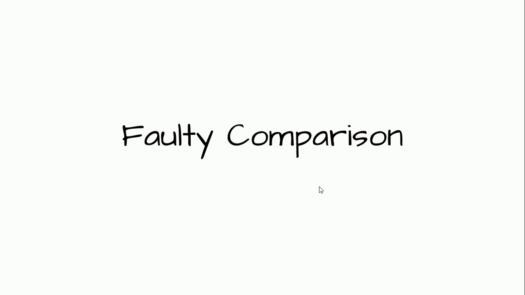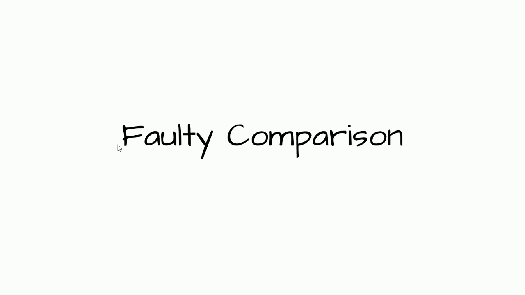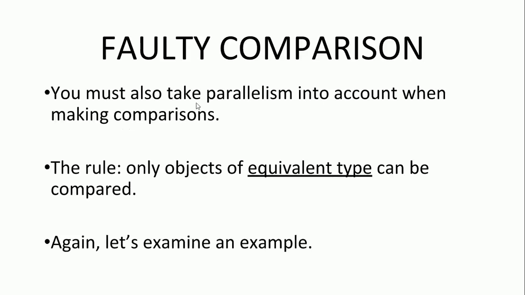Now, the other type of parallelism students need to know about is called faulty comparison. So the rule here is that only objects of equivalent type can be compared. Again, this probably sounds sort of vague. We'll go through an example and that should clarify what I mean. But the rule is only objects of equivalent type can be compared.